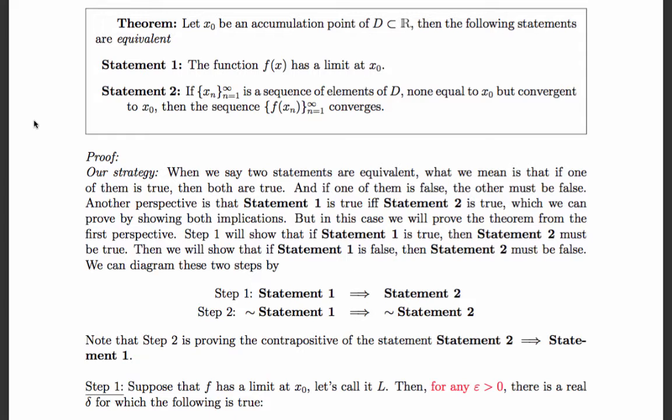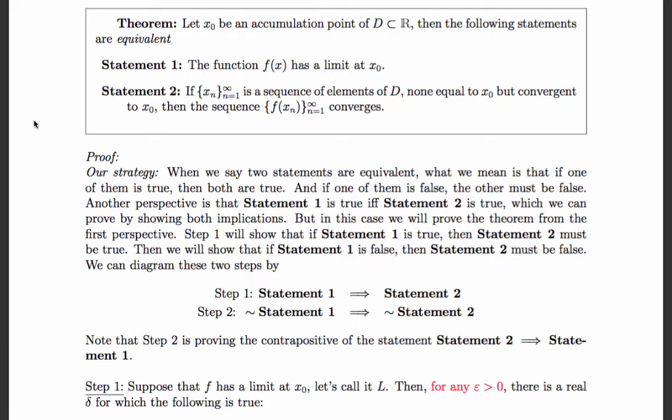But another way to prove the statement is from the first perspective, which is to say that if one of the statements is true, both are true. If one of the statements is false, both are false. Specifically, we're going to show that if statement 1 is true, statement 2 must be true. And then we're going to show that if statement 1 is false, statement 2 must be false.